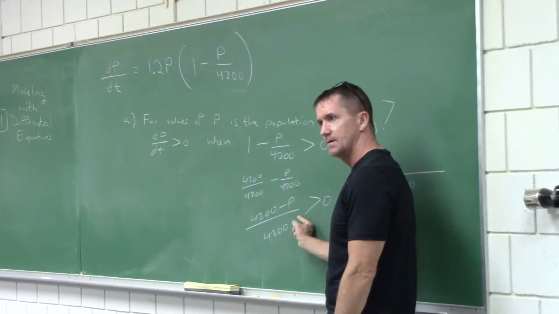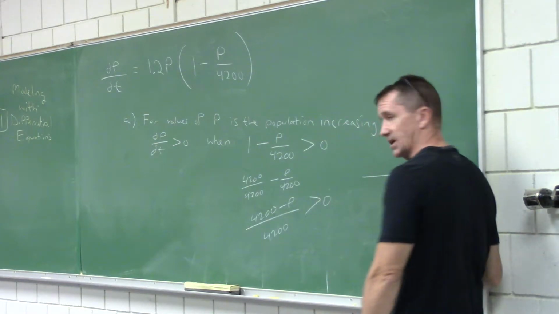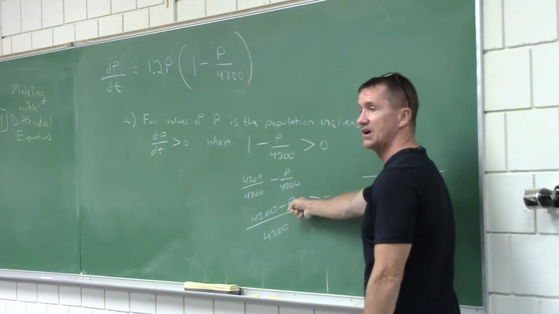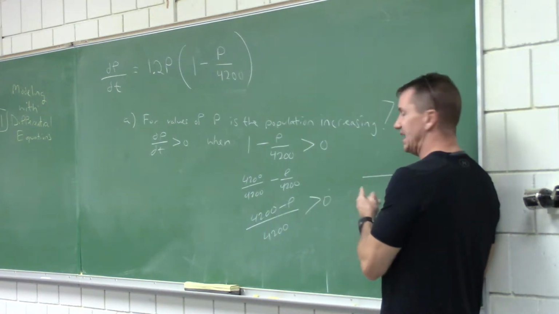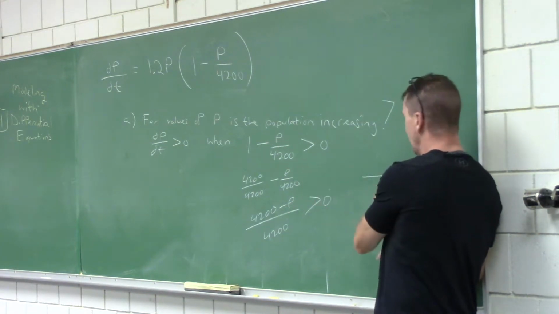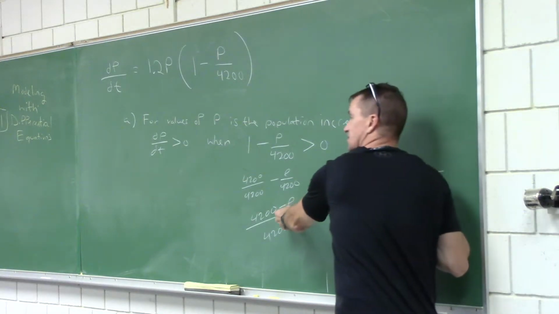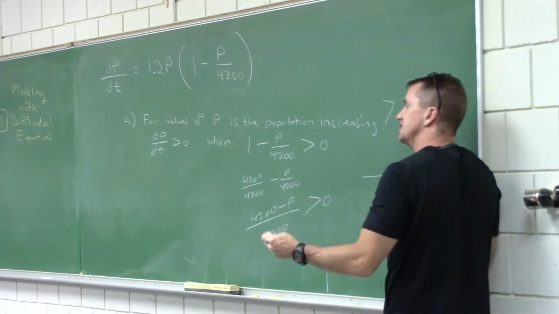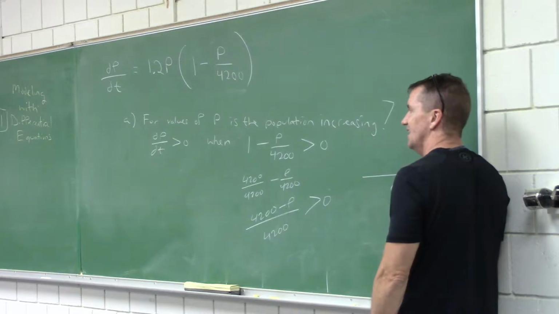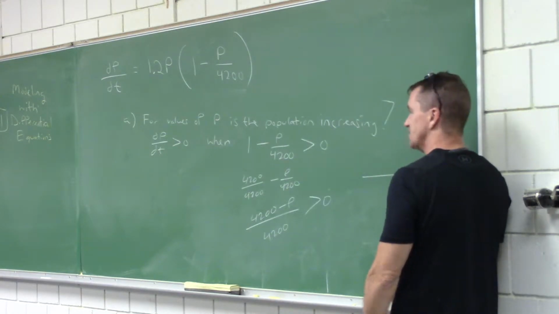Isn't there a property that when you divide by a negative, you flip the... That's right. But P is an unknown right now, but you're right. But right now, you know what we do to figure this out? We find the critical point. The only critical point for this is 4,200, and we've got to pick a test point. Could it just be anything like under 4,200? You got it. So let's pick a test point.